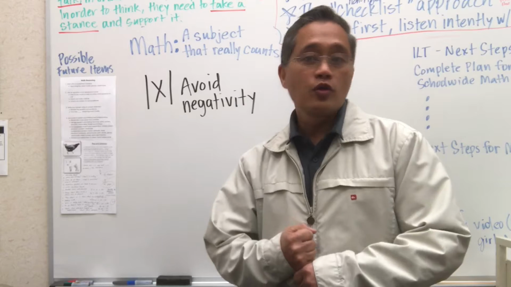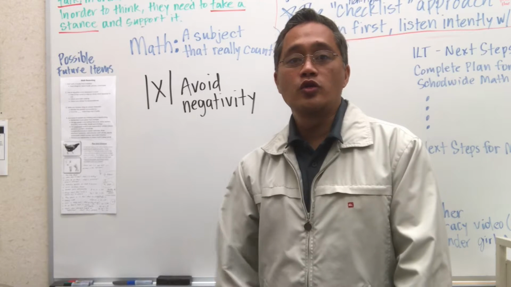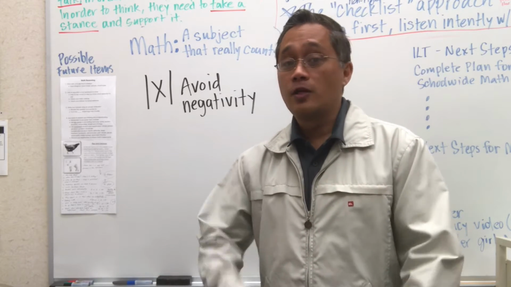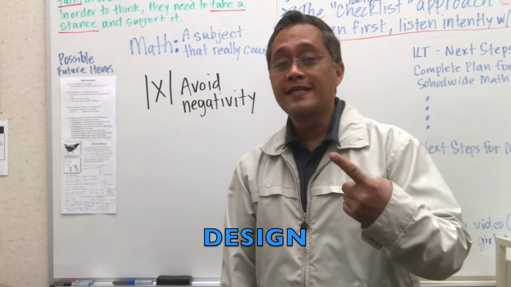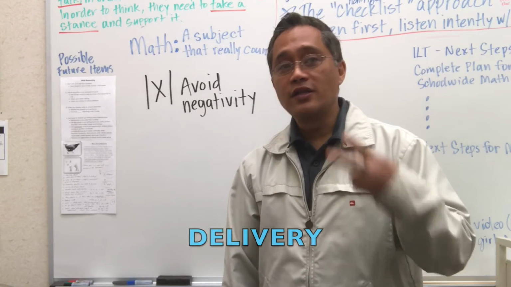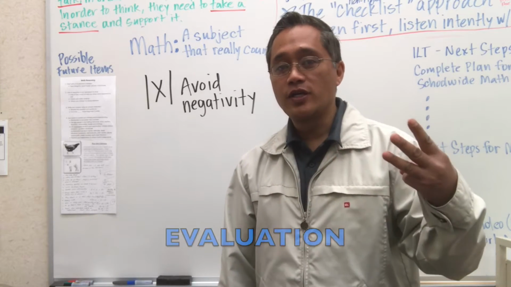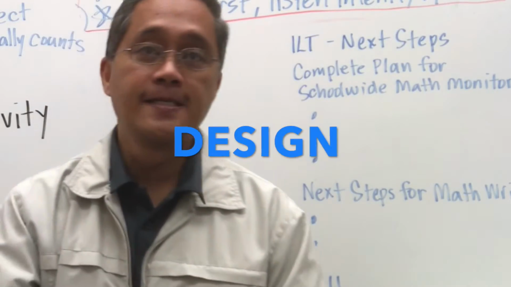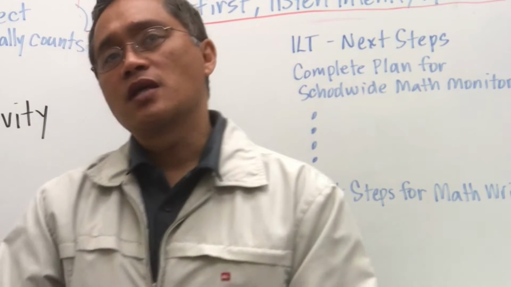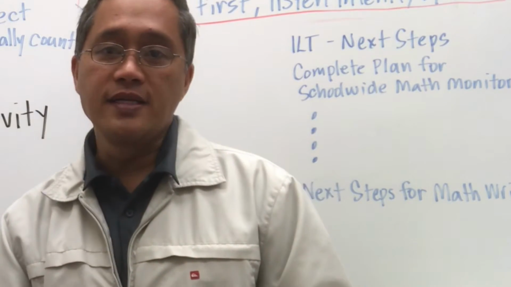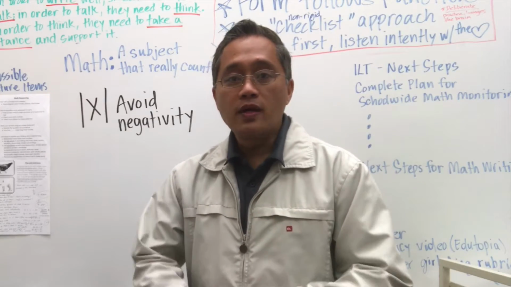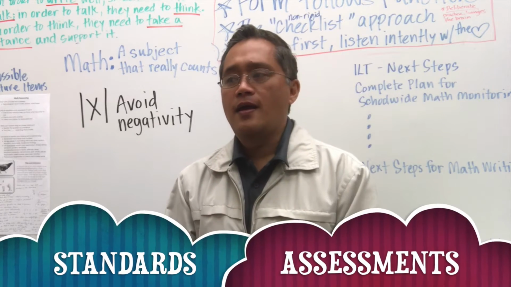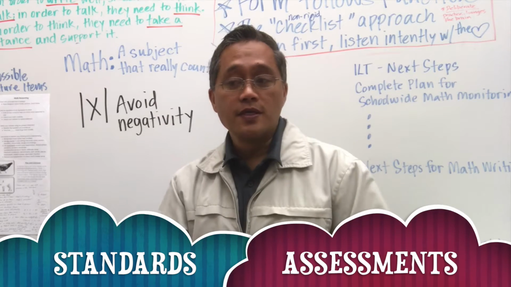So thank you. The goal of this video is to address three aspects of our continuing work around math writing. Those three aspects are one, design, two, delivery, and three, evaluation. All right, so first, let's hit up design. The question is, how should I design a math writing task? When it comes to design, we want to consider first the standards, and second, the assessments.